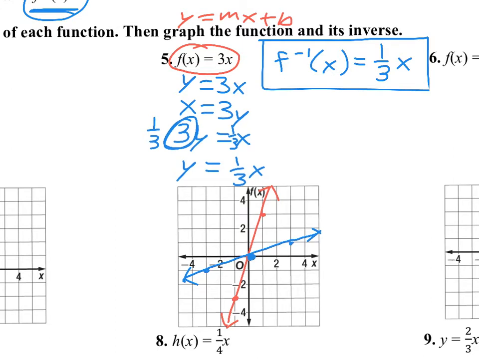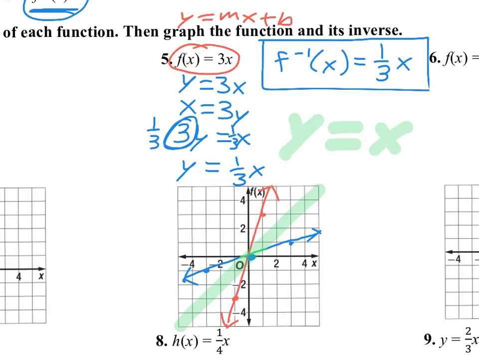Okay, one way to check your answer, if you think about the line y equals x, that's the diagonal line from bottom left to top right. The line y equals x should look like a mirror of the two. So if you kind of tilt your head or tilt your paper, the two functions should look like mirror images of each other. So that's a way to check your answer.